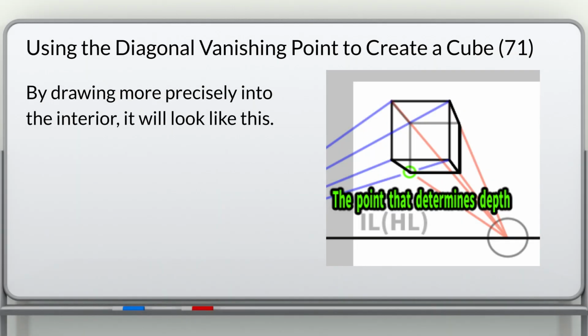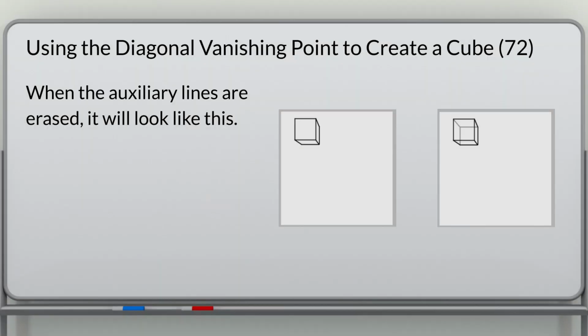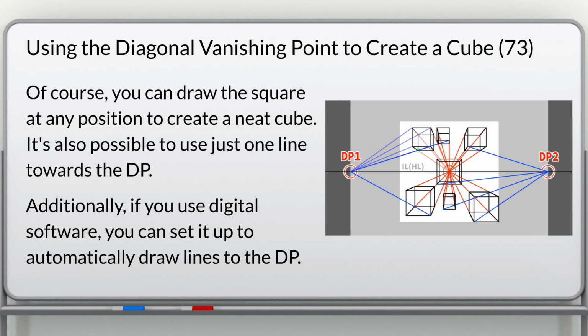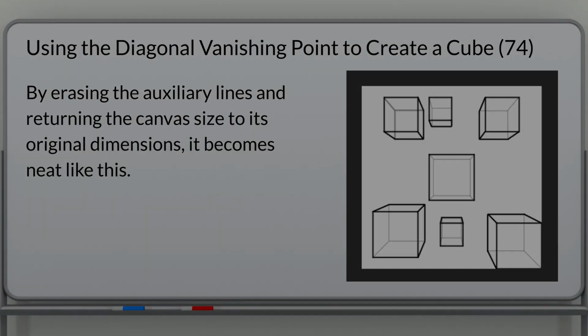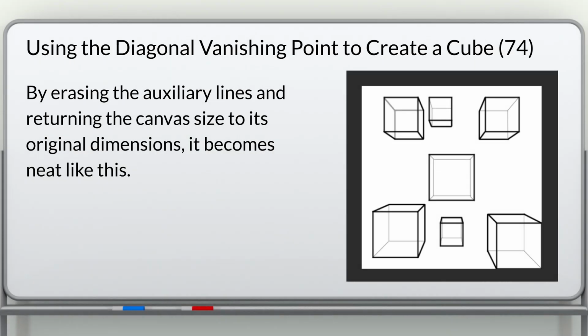By drawing more precisely into the interior, it will look like this. When the auxiliary lines are erased, it will look like this. Of course, you can draw the square at any position to create a neat cube. It's also possible to use just one line towards the dp. Additionally, if you use digital software, you can set it up to automatically draw lines to the dp. By erasing the auxiliary lines and returning the canvas size to its original dimensions, it becomes neat like this.